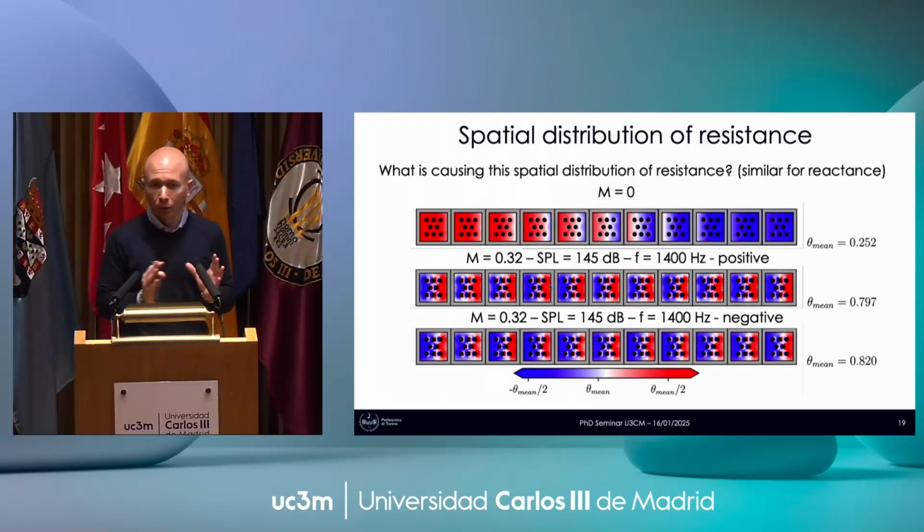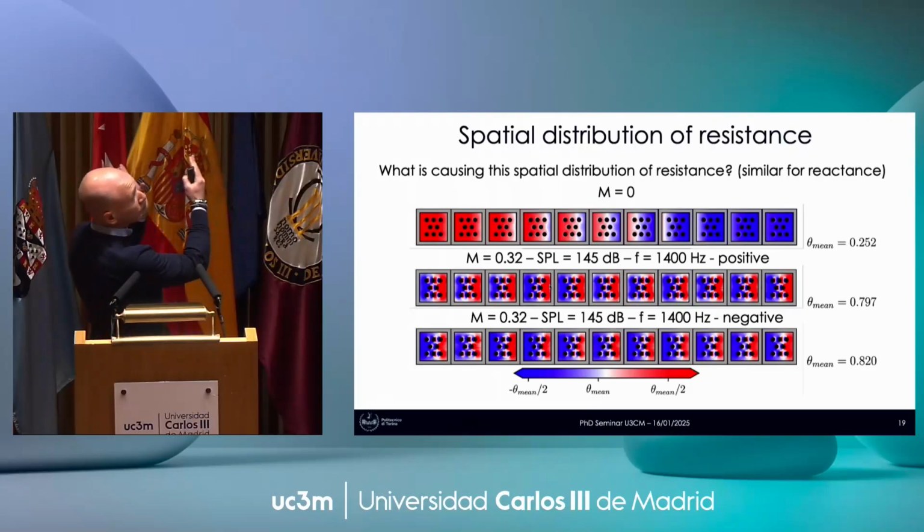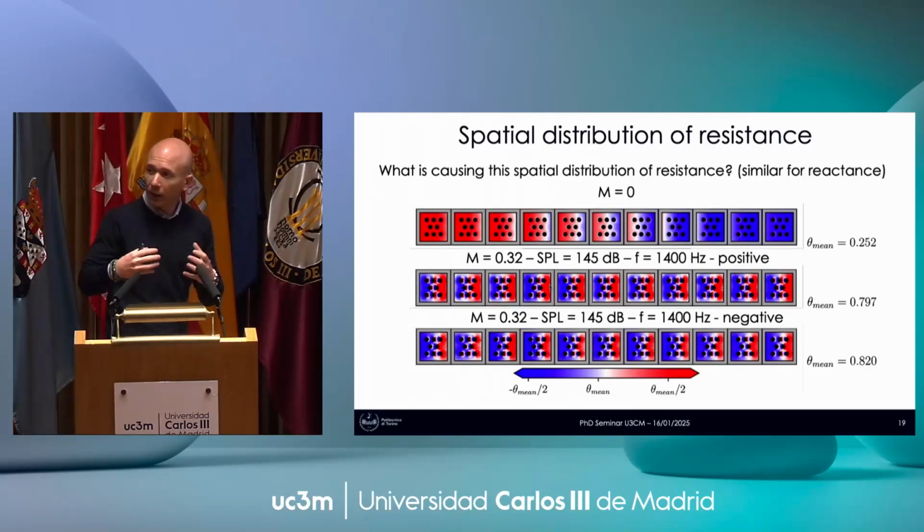First of all, we start without flow, Mach 0. The acoustic wave travels from the left on the top; then we have the flow in the middle and the bottom. The acoustic wave propagates from the left to the right on the second one, and from the right to the left on the third row. I'm selecting only one frequency, which is 1400 Hz, because this is the resonance frequency for the liner without flow. And I'm showing only one amplitude of the acoustic source, which is 145 dB.